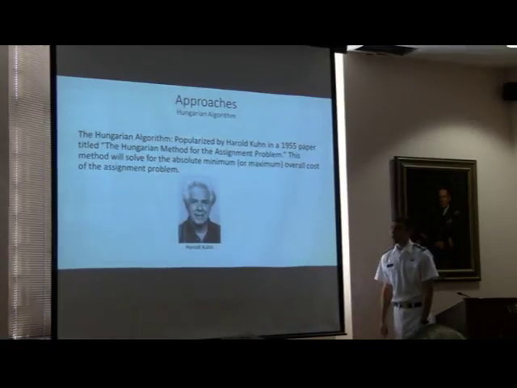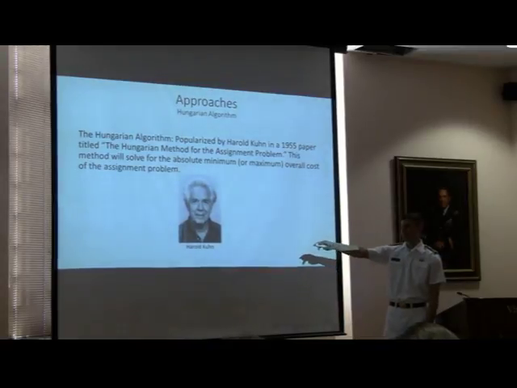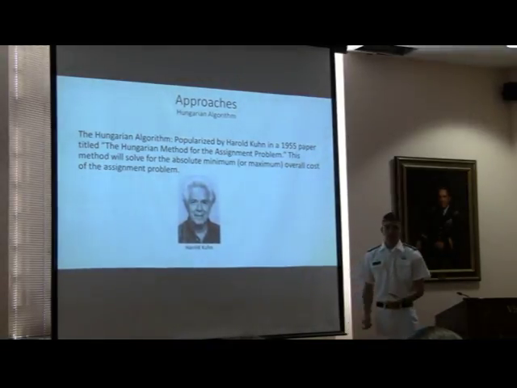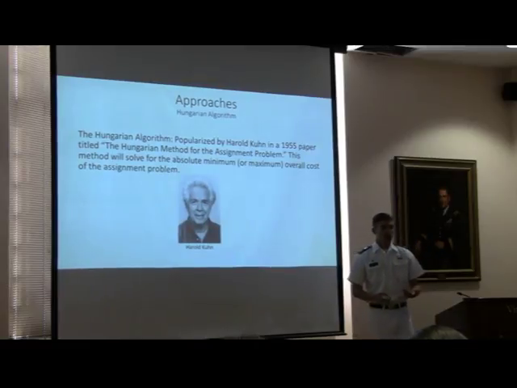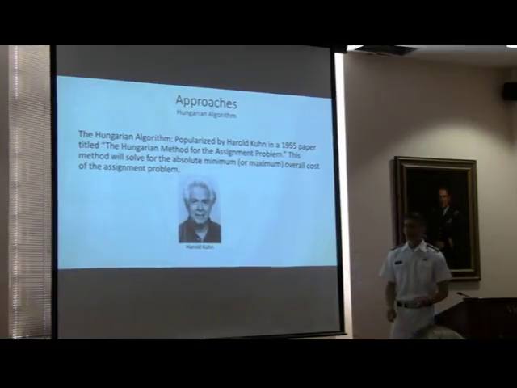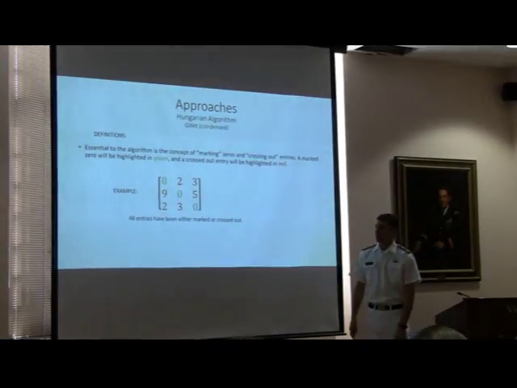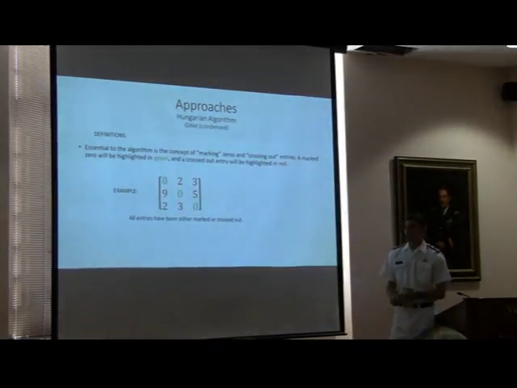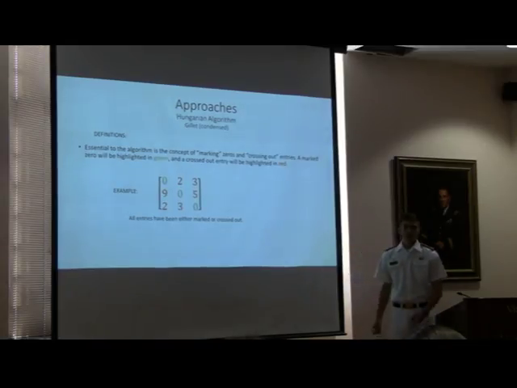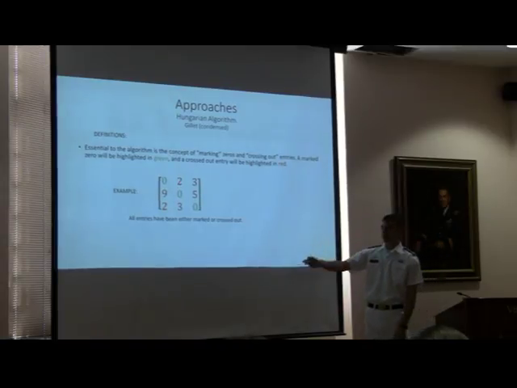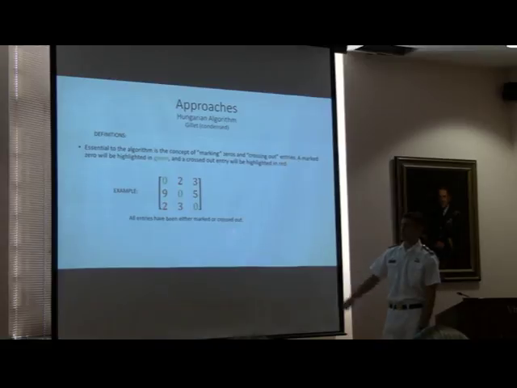Now we'll talk about the Hungarian algorithm, which was popularized by this man, Harold Kuhn. This algorithm will solve for the absolute minimum, or if you're trying, the absolute maximum way to assign workers to jobs. Now, before I begin, I'll define what marking and crossing out is. Those are things that are essential to this algorithm. It's marking zeros and crossing out entries. So from now on, if something is marked, it will be in green. If something's crossed out, it will be in red. So you can see here, everything has been marked or crossed out.